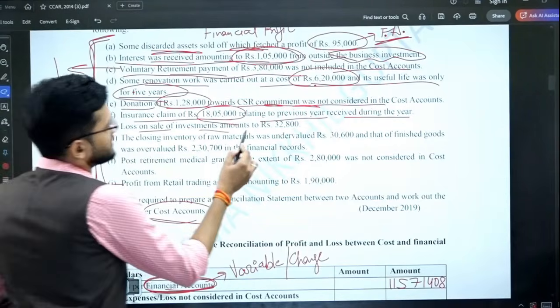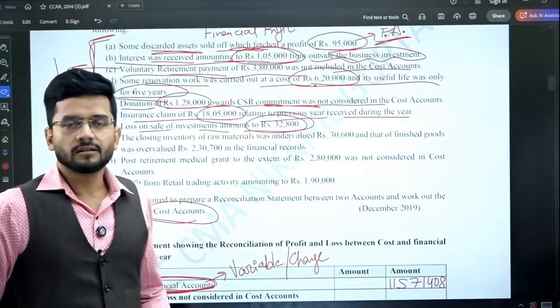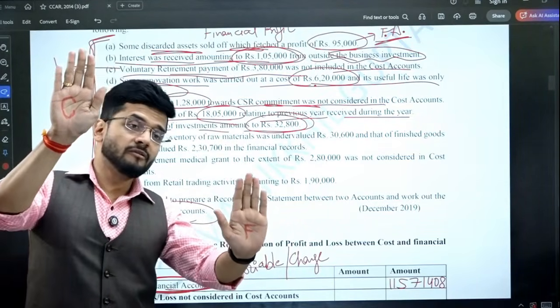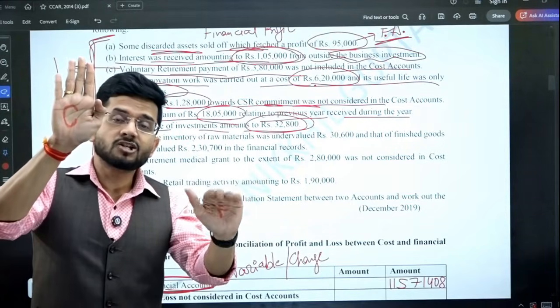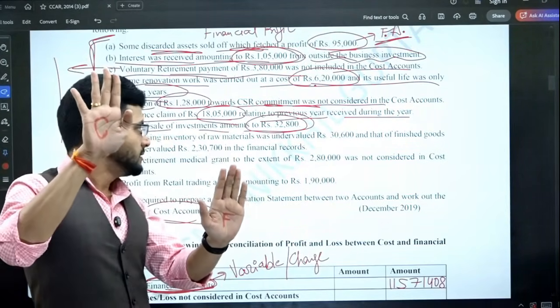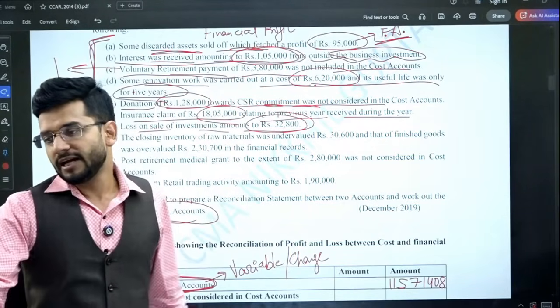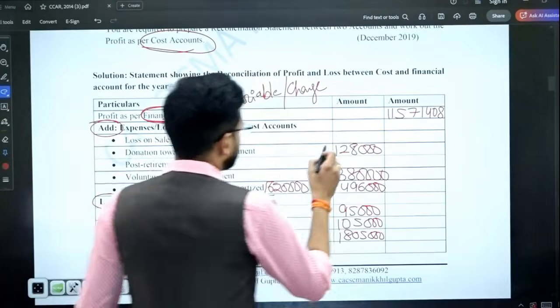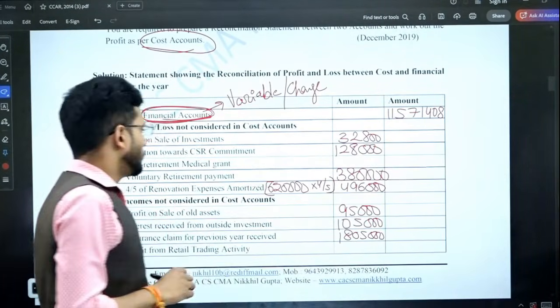Next, loss on sale of investments amounts to 32,800. So there is a loss which has been incurred on sale of investments. Of course, financial profit would be less and costing profit will be high, because loss on sale of investment is always recognized only in financial profit. Financial profit is less because it's an expense. So we are going to add it to the financial profit. Add 32,800.